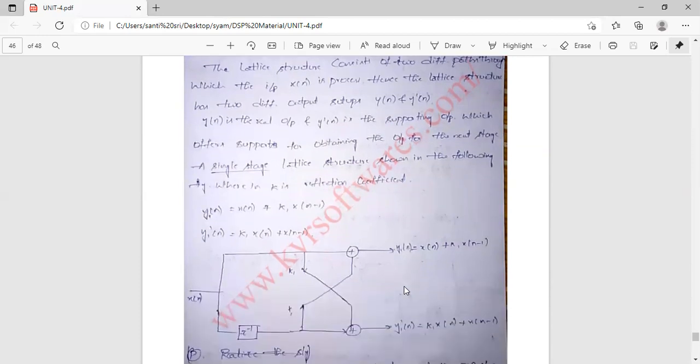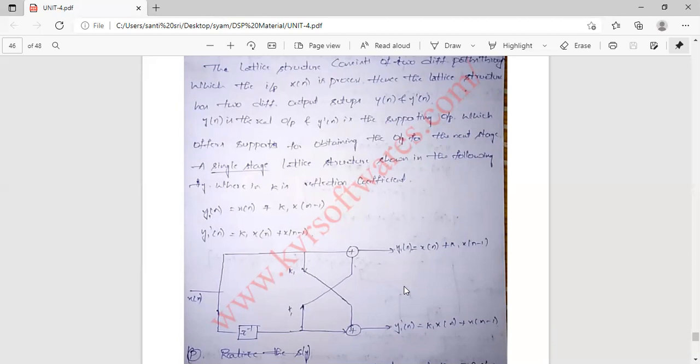Okay, it is looking like some flip-flop. So y(n) is the real output and y dash(n) is the supporting output, which offers the support for obtaining the output for the next stage. A single stage lattice structure is shown in the following figure, wherein K is the reflection coefficient.